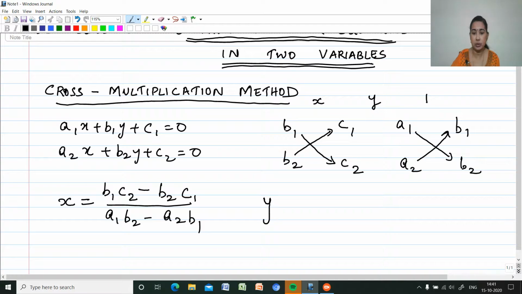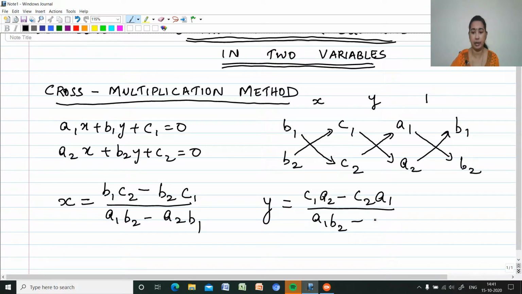Next is y. How do we find y? For that we multiply these two: c1 a2 minus c2 a1, divided by the same denominator, a1 b2 minus a2 b1. So this is called the cross multiplication method.